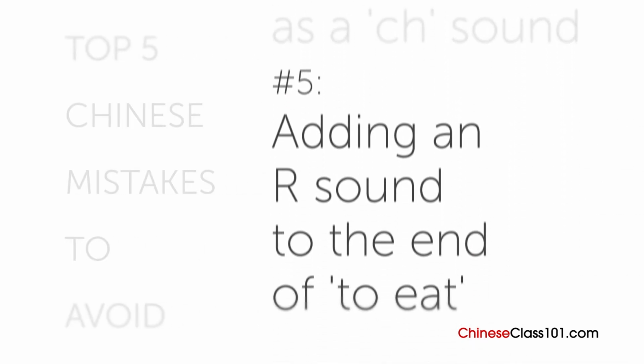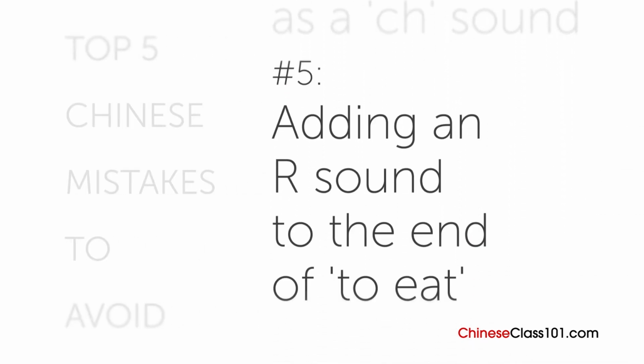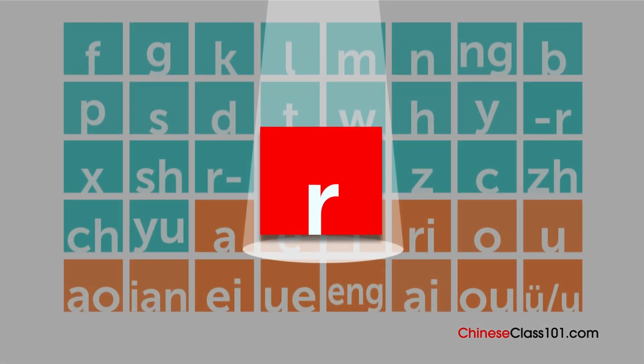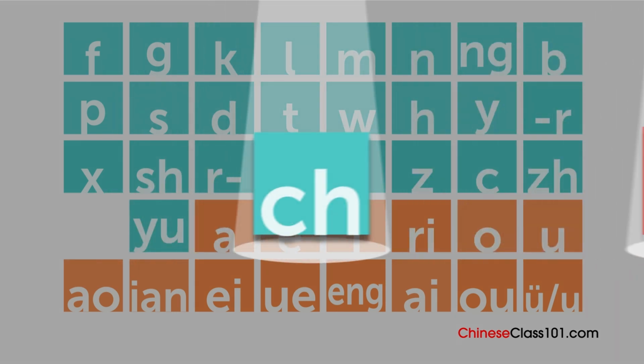Number 5. Adding an R sound to the end of to eat. Students of Chinese tend to add an R sound in the middle or at the end of a word. This generally occurs when the speaker isn't used to pronouncing the Chinese CH.